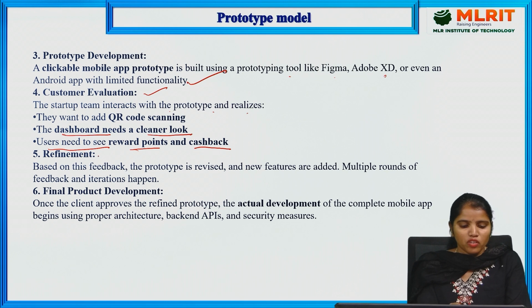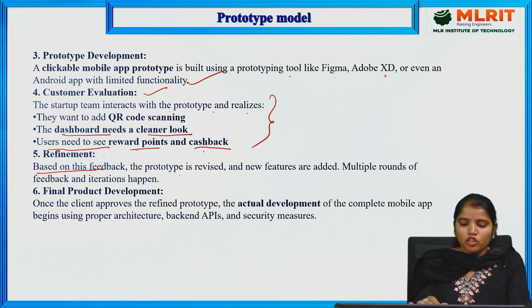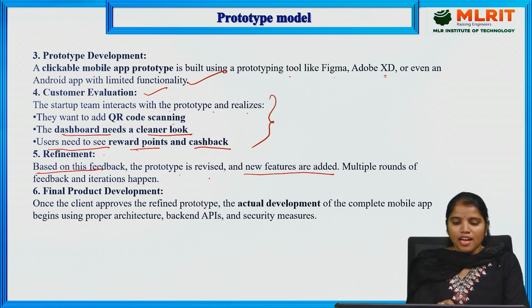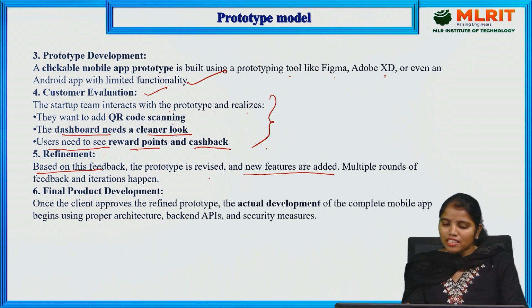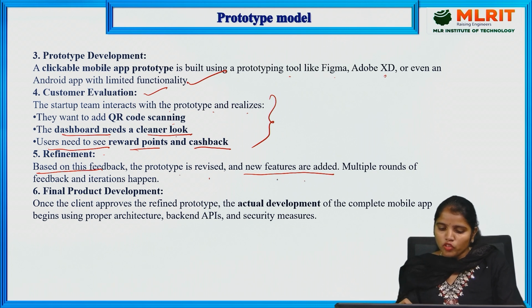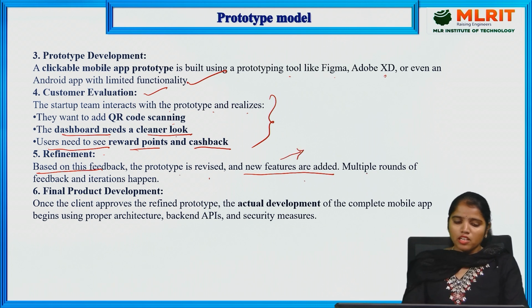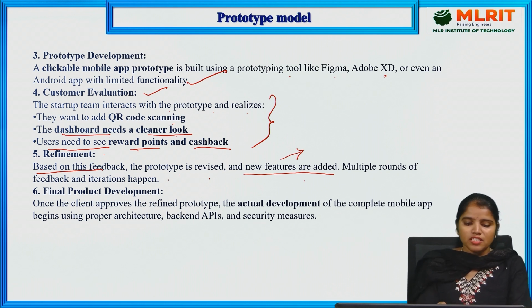Next, we are going for the refinement process. Based on these feedbacks, the prototype is going to revise the app again and new features are added like QR code scanning, dashboard clean look, and reward points as well as the cashback. These new features were added based upon the customer needs. Multiple rounds of feedback and iterations may happen in this prototype.